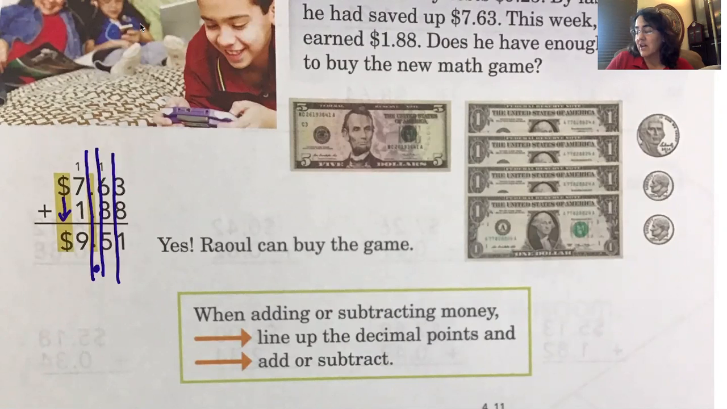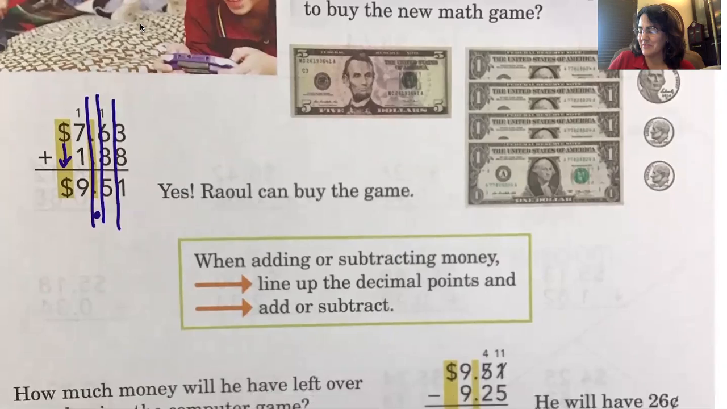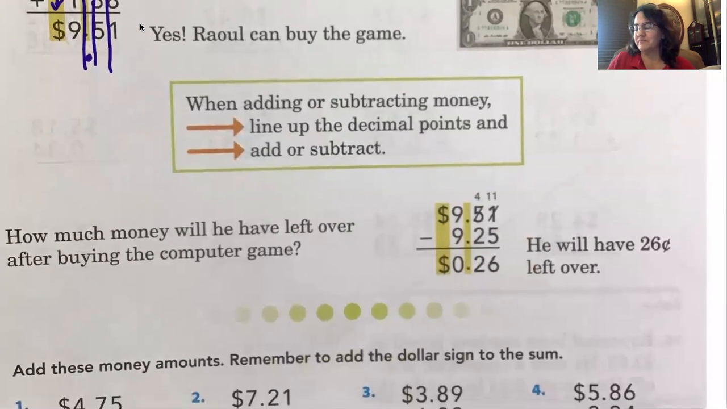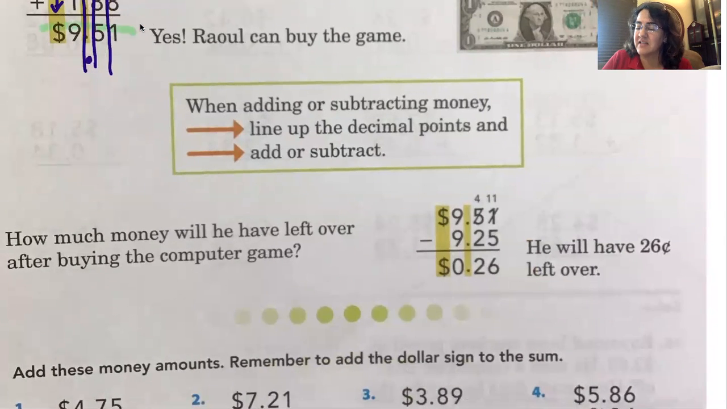Okay, guys, so now it says when adding or subtracting money, line up the decimal points and add or subtract. We just talked about that. So it says, how much money will he have left over after buying the computer game? Well, we just added up to find out that he has $9.51, and we knew that the game cost $9.25. So if we take away $9.25, he would have 26 cents left over.